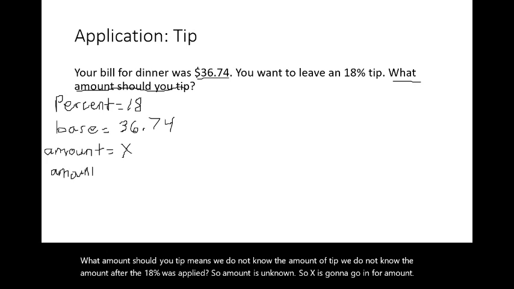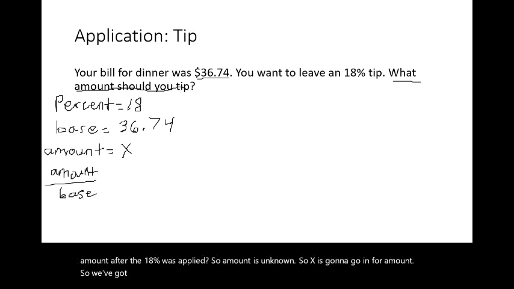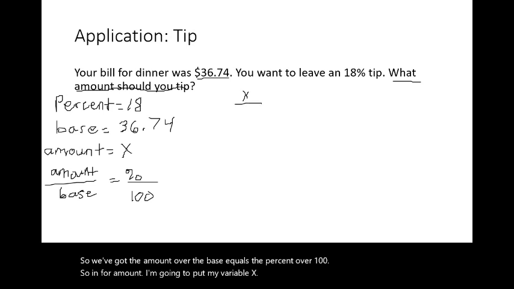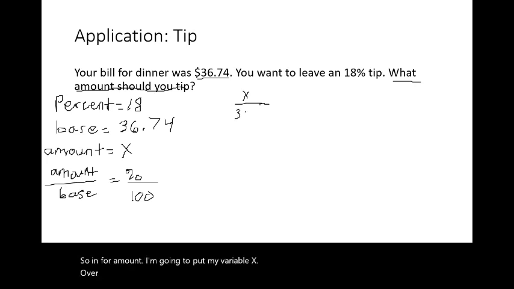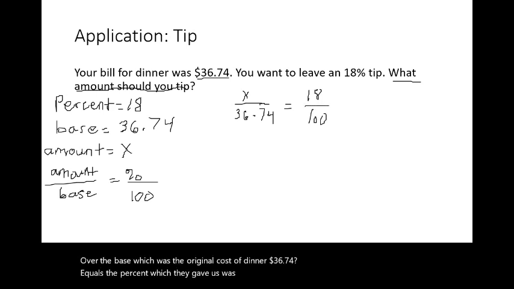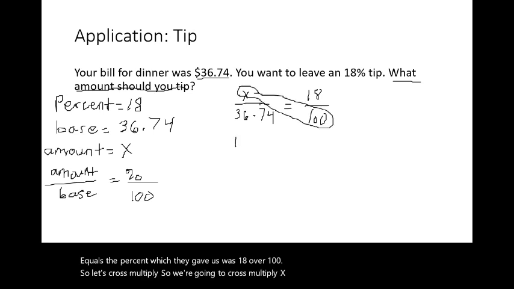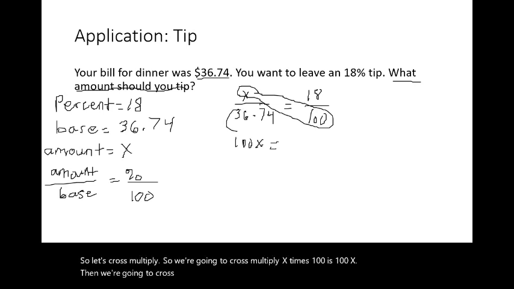So we've got the amount over the base equals the percent over 100. So in for amount, I'm going to put my variable X over the base, which was the original cost of dinner, $36.74, equals the percent, which they gave us was 18, over 100. So let's cross multiply. So we're going to cross multiply. X times 100 is 100X. Then we're going to cross multiply the other way. So 36.74 times 18 is 661.32.